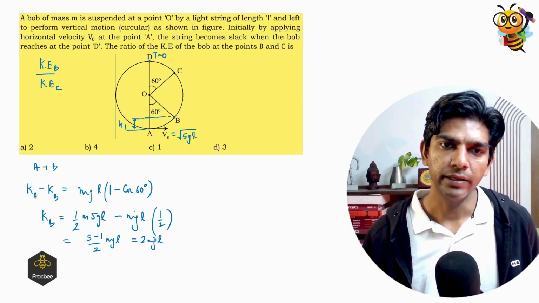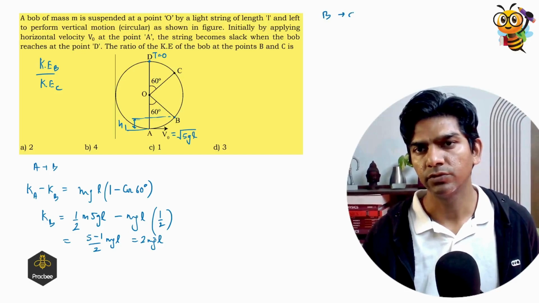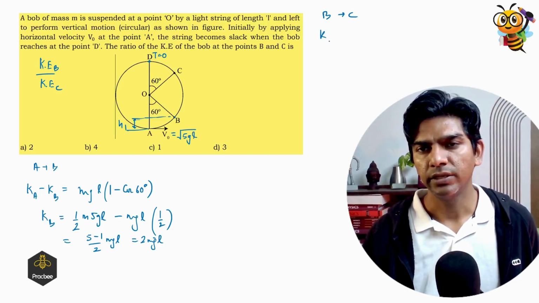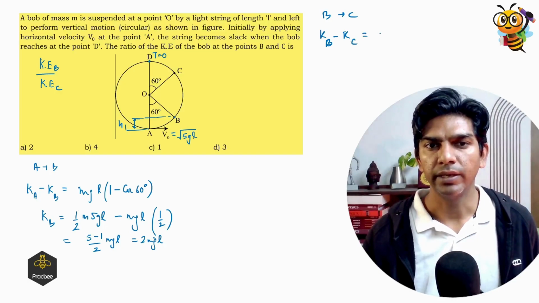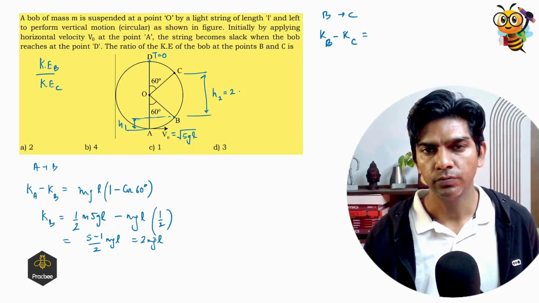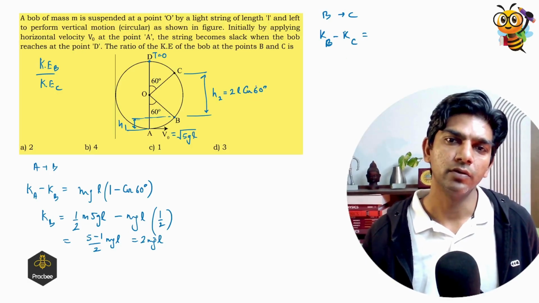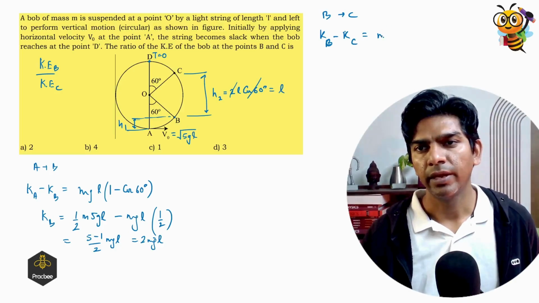Now let us apply energy conservation between B and C. From B to C, kinetic energy at B minus kinetic energy at C will be the gain in gravitational potential energy. This height h2 will be 2L cos 60 degree, where cos 60 is 1 by 2, so that is nothing but L. So it will be mgl.